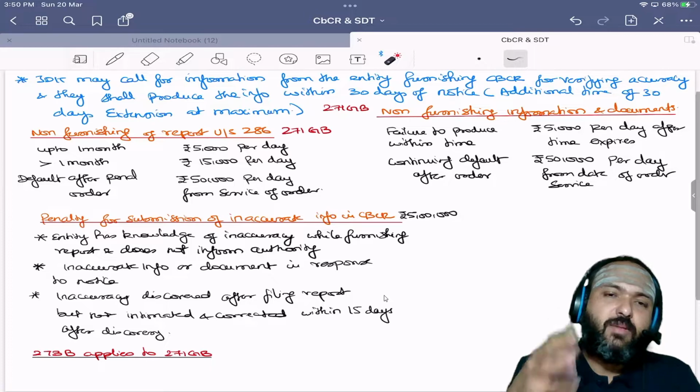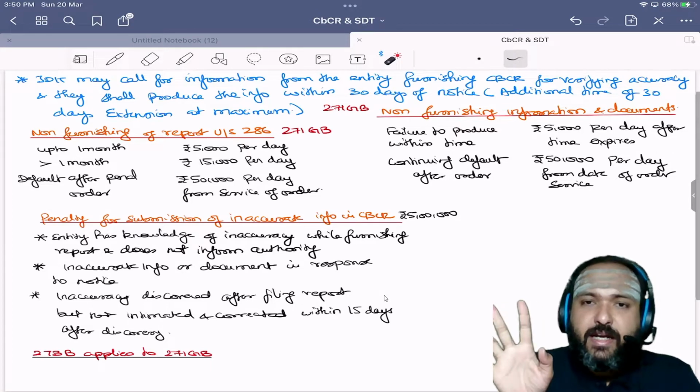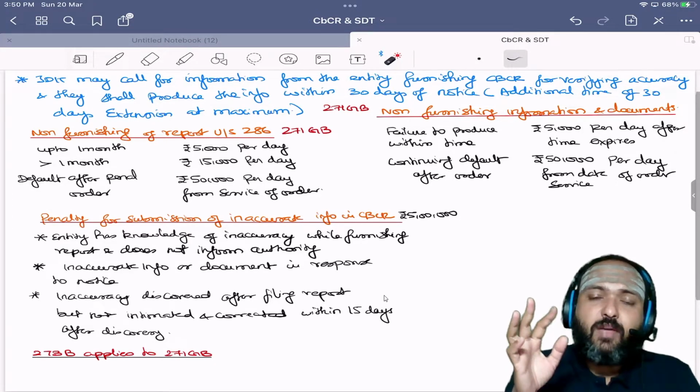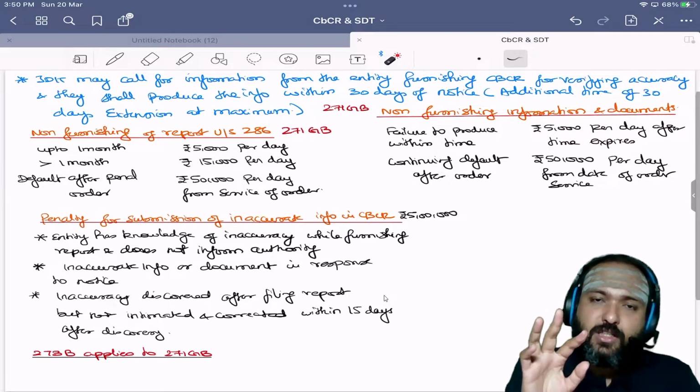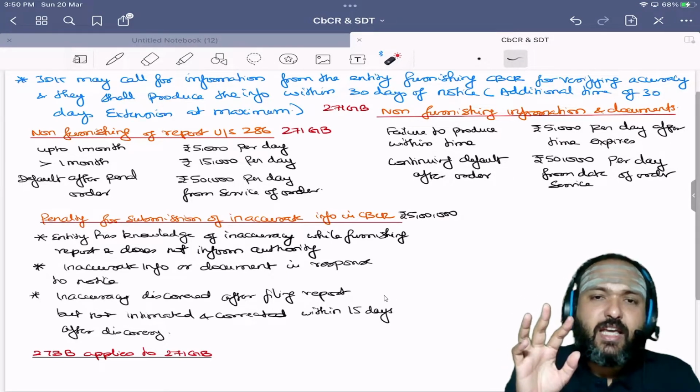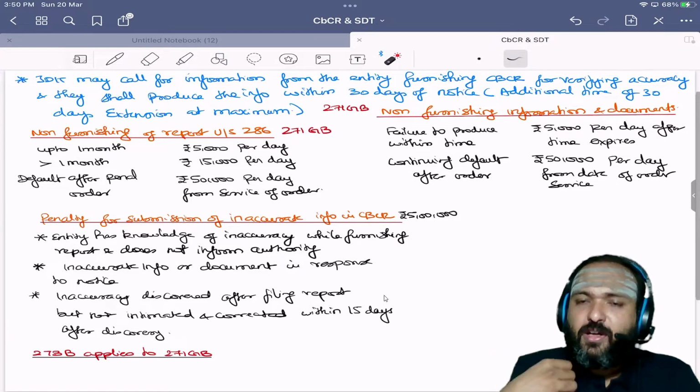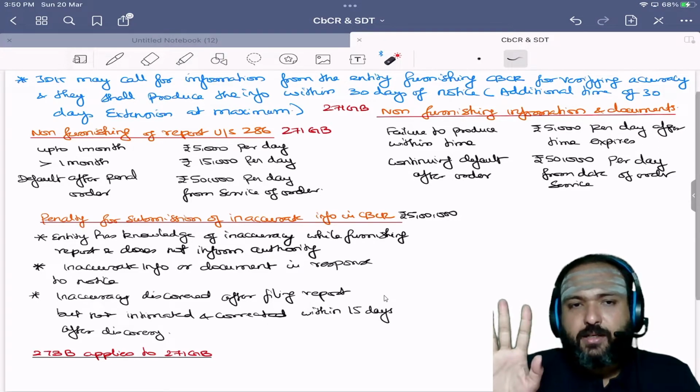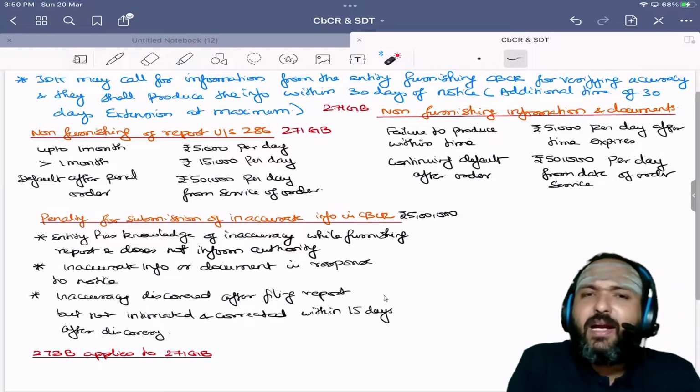Now, what is the time limit that the Japanese entity will get? 30 days, and an additional time of 30 days can also be allowed for this purpose. So, a maximum of 60 days can be given for the purpose of obtaining information. Is it clear? Now, is there any penalty clause for this?